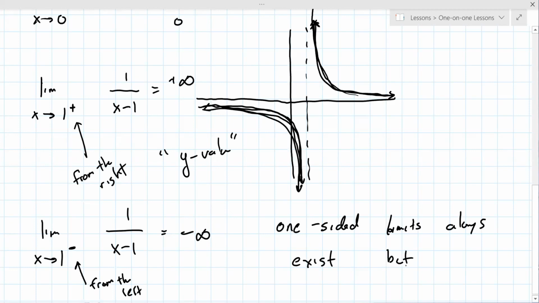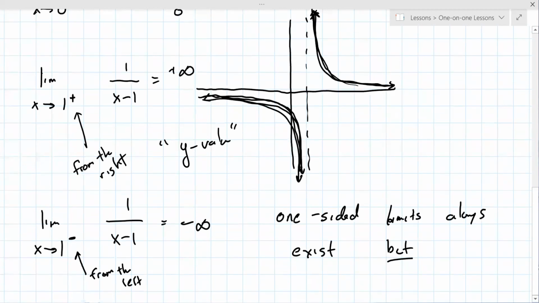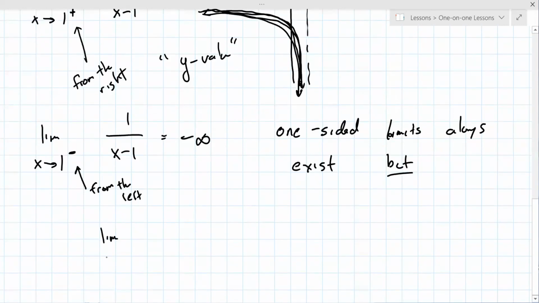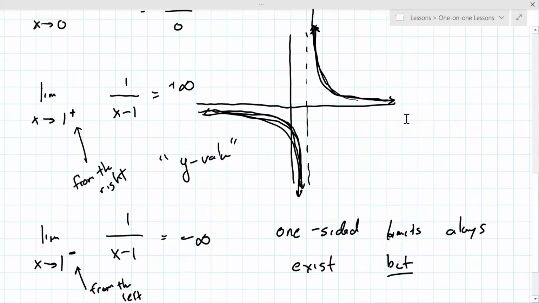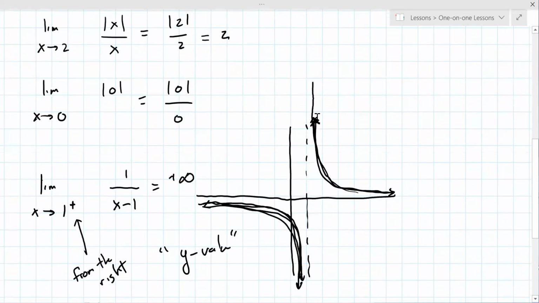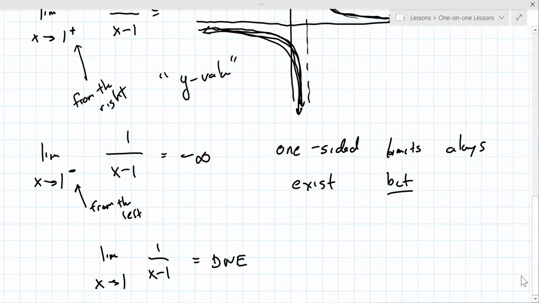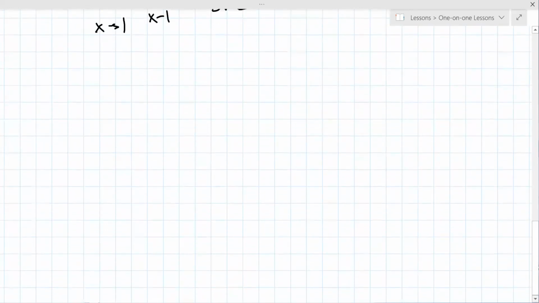But what is the limit in this problem? What is the limit as x approaches 1? Well, the problem is it doesn't approach the same value. It does not exist. From one direction it approaches negative infinity, from another direction it approaches positive infinity. They're not the same. If it was a removable discontinuity, then yes, it would approach the same thing, right? Exactly.